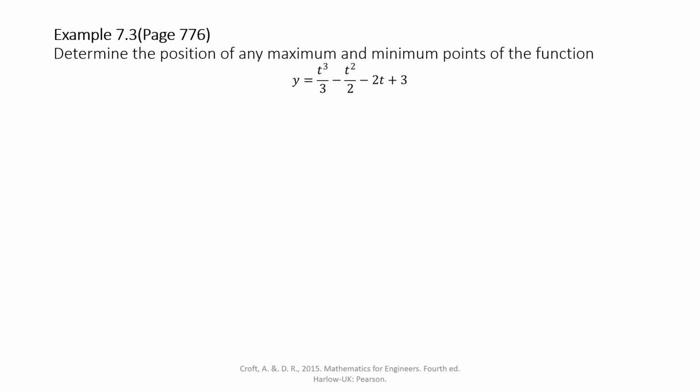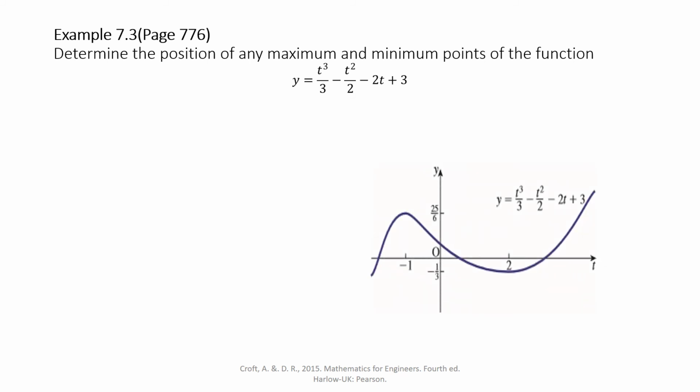Another example 7.3, this function is given. So definitely there are 2 points, one at -1, another at 2. Like the previous question, we find the derivative. This time the independent variable is t, so dy by dt. Applying rule 3 we got this result.